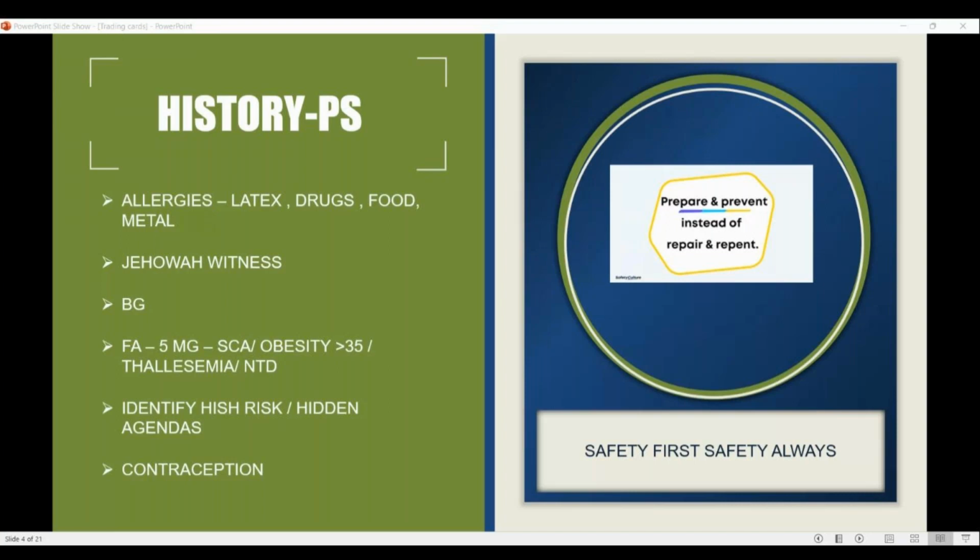Then contraception, you have to check the contraception in planned pregnancy or unplanned pregnancy. Don't miss contraception, and offer counseling for contraception after the pregnancy or after the delivery. Okay, so you can tell the patient that after your delivery we can talk about it, and I can refer you to the concerned people or the clinic.